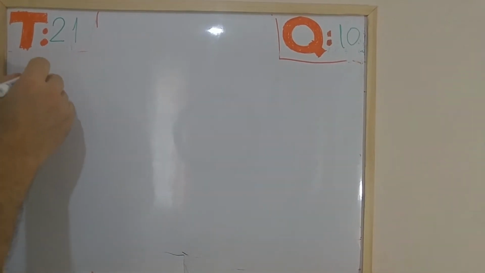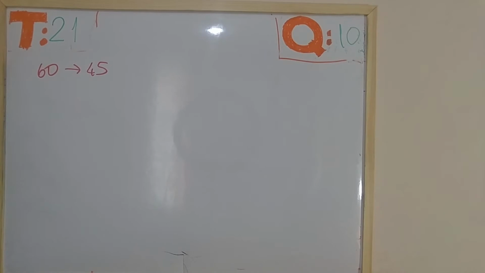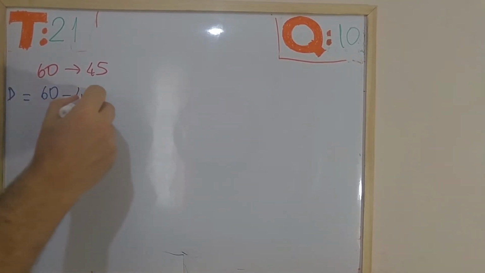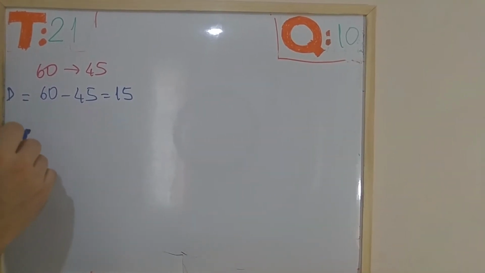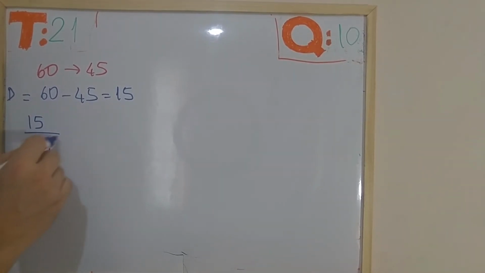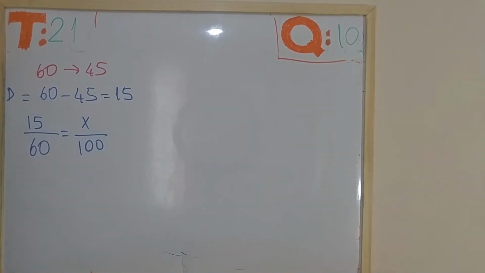A math book used to have a price of $60 and it's sold for $45 now. They're asking me the rate of discount. Let's find it out. The discount that I have is equal to $60 minus $45, which is equal to $15. Now, let's build the equation. If I have a $15 discount in $60, this must be equal to what percent? Let's solve this question now, which is one step.